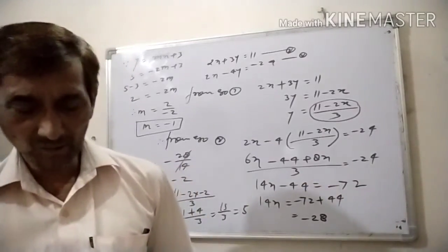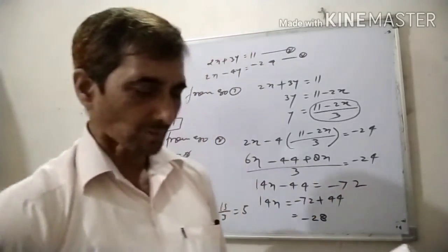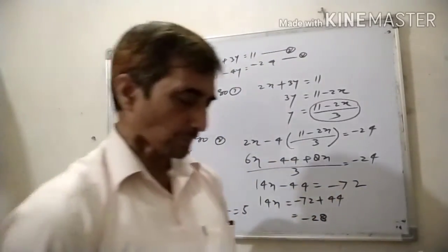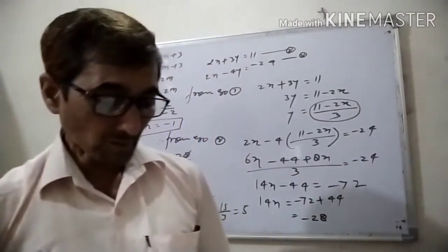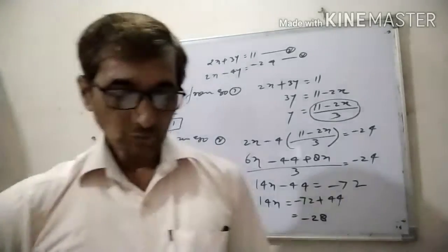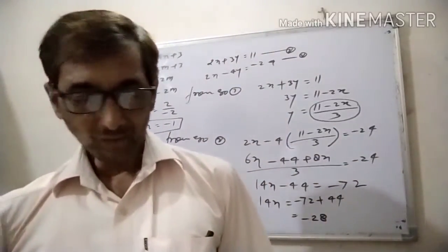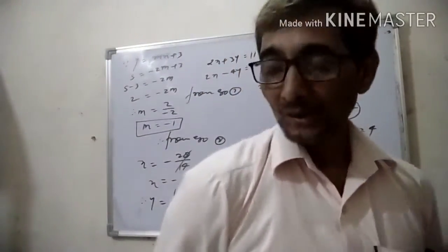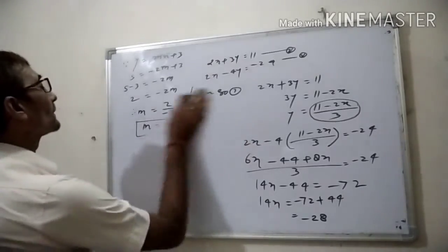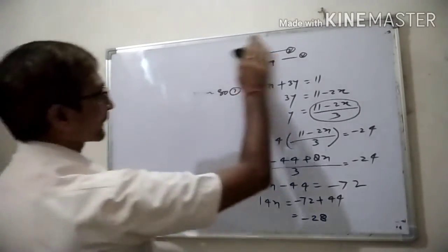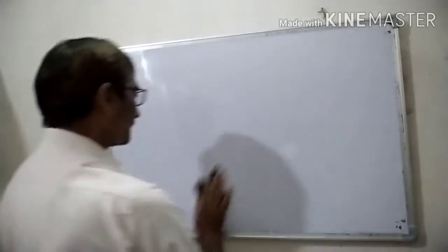Form the pair of linear equations for the following problems and find their solution by the substitution method. The difference between two numbers is 26. One number is 3 times the other. Find them. First of all, we have to change the word problem into the form of equations. After that we will solve.